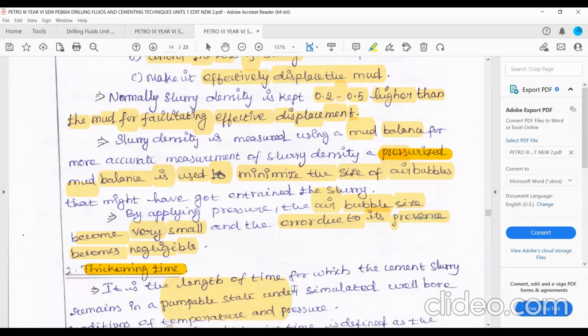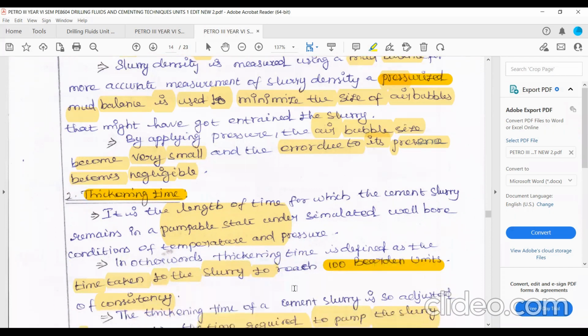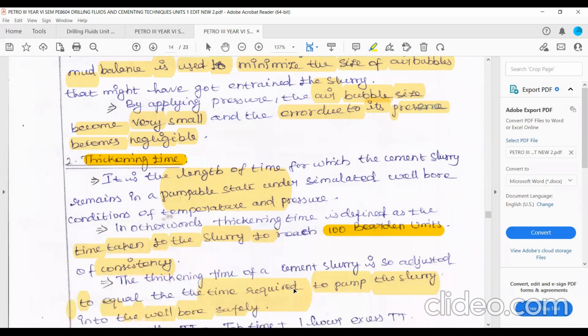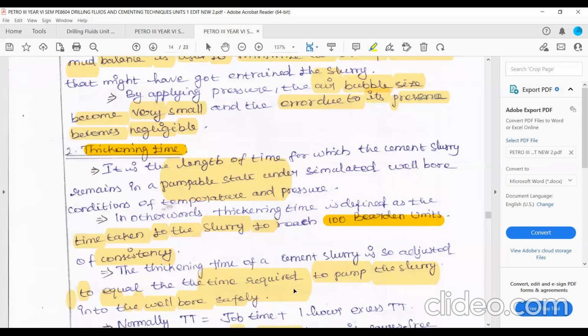as well as to nullify the cause of error. Thickening time, we already discussed this before. The time taken by the cement slurry to remain inside the annulus or the casing in a pumpable state. If it's not in the pumpable state, then there is no use. So if it's not in the pumpable state, then we don't call that a thickening time. We call that a setting.